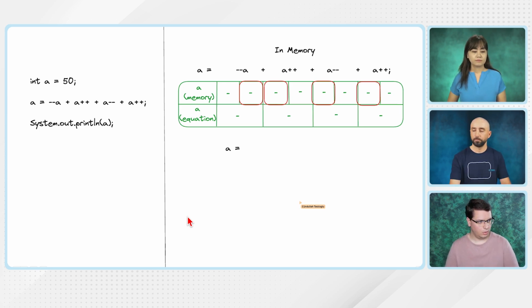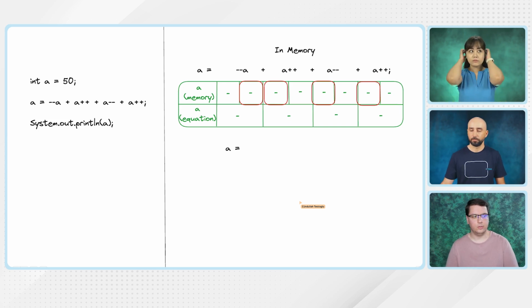So let me explain the table first. So we have a table here, and we have 2 rows in that table, right? It says A in the memory and also A in the equation. So we have a long equation that we use A all the time for all the values. We post decrement, or I don't know, pre-decrement or post increment and pre-increment.